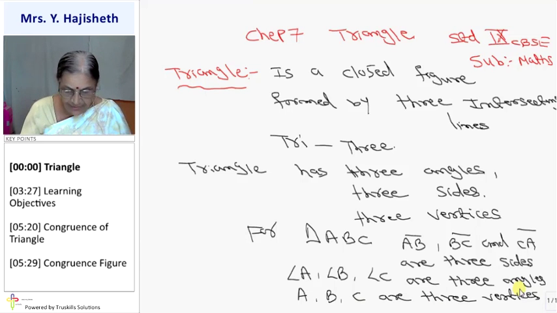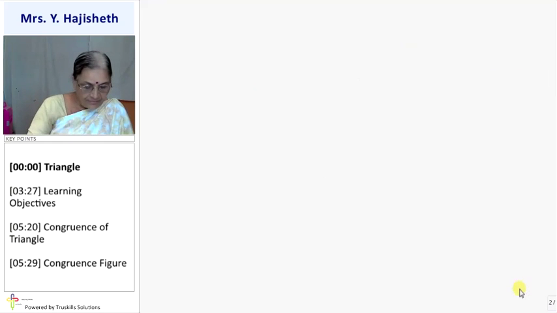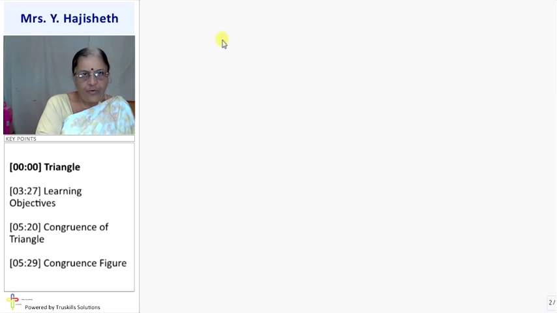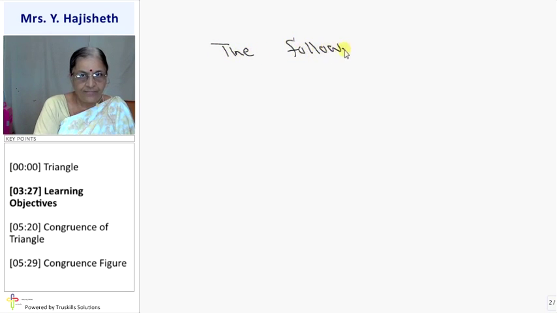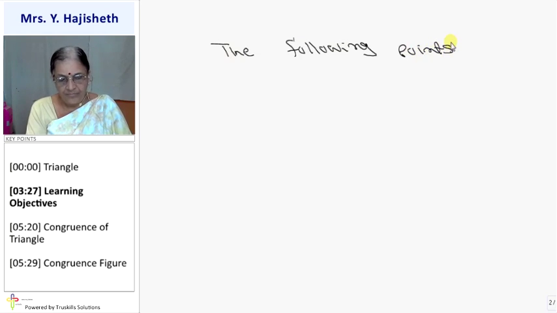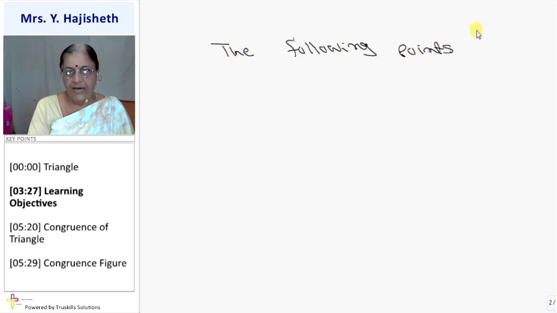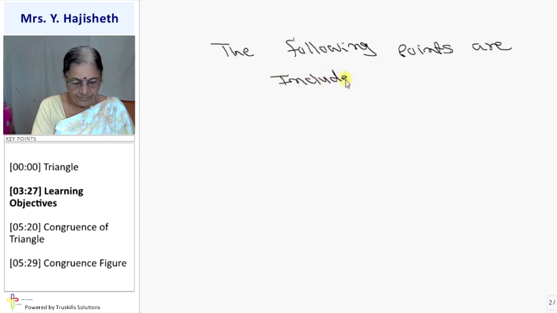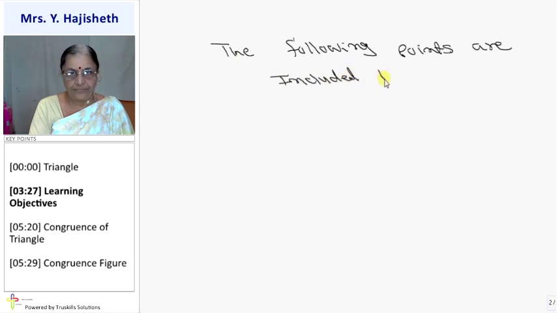In chapter 6, we have learned some properties of triangle, right? In chapter 7, we are going to study triangle in detail. The following points are included in chapter number 7.